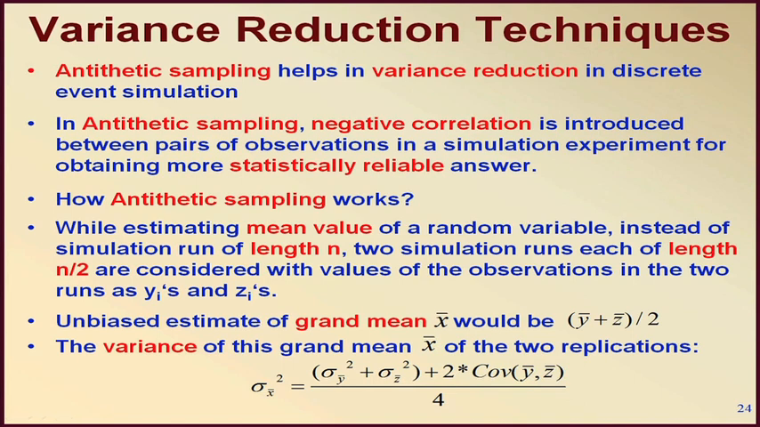You see, we have seen first of all that the length of the simulation run is very much dependent on this particular value, that is the variance, right. So, now you see the method that we have for variance reduction is known as antithetic sampling. What is antithetic sampling? In antithetic sampling, we basically introduce a negative correlation between pairs of observations in a simulation experiment for obtaining a more statistically reliable answer. So, what are we really doing? We are really putting a negative correlation between the sets of random numbers. How is it possible to put other random numbers which are negatively correlated?